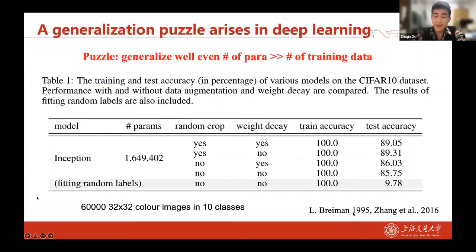Since 1995, there is a generalization puzzle that neural networks can generalize rather well even when the number of parameters is much larger than the number of training data. So in 2016, Zhang Chiyuan and their colleagues showed an experiment that if you use a very large network to fit CIFAR10 data, you can get a very good training accuracy and also not a bad test accuracy. Actually, many people already knew a result like this, but this work systematically performed experiments to confirm this puzzle. So this attracted a lot of attention.